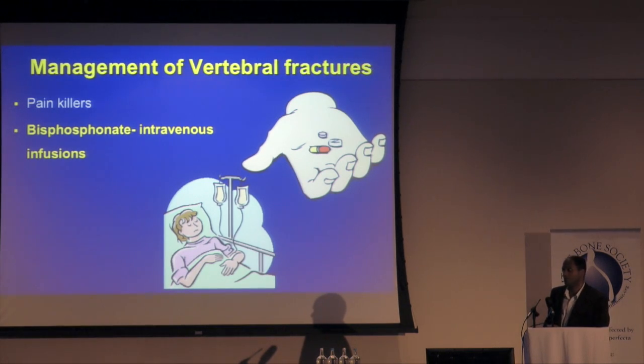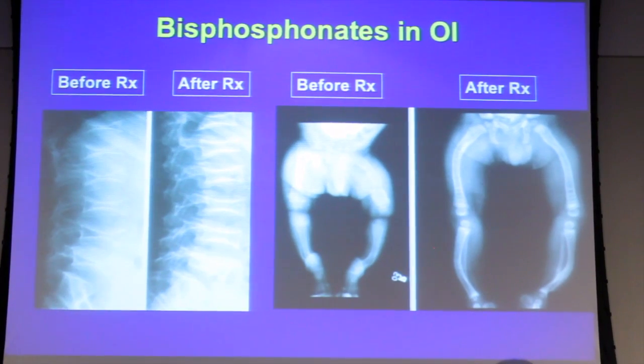Management of vertebral fracture: painkillers to manage pain, and all children who have vertebral fracture require intravenous bisphosphonate therapy to improve their vertebral bodies. Now this is a vertebral fracture. As you can see here, there is significant reduction of height of the vertebral bodies, and with bisphosphonate therapy there is progressive improvement in these vertebral bodies.